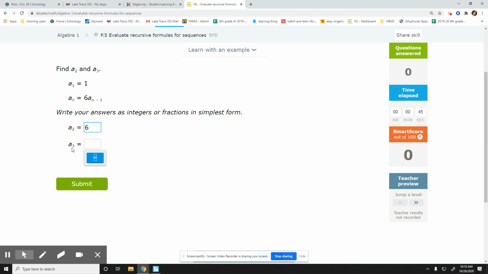So for the next one, it says take 6 and multiply it by the answer to the term before. The answer to the term before was 6. So do you see how here you're taking 6 times 6, which you get 36? Does that kind of make sense? Like you're taking the answer.